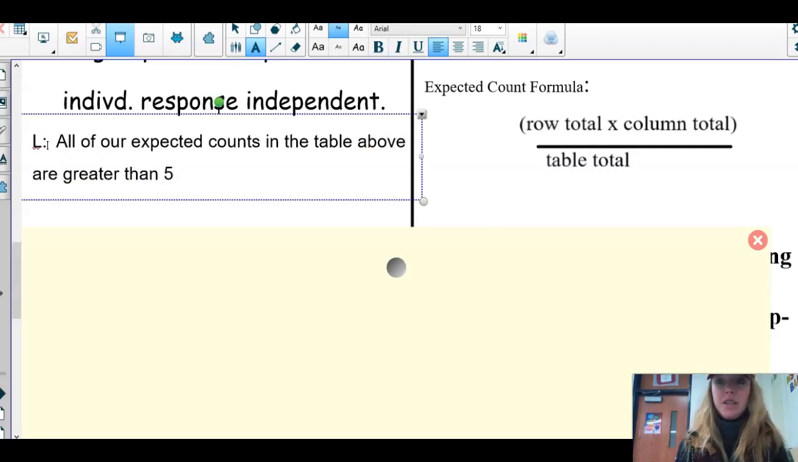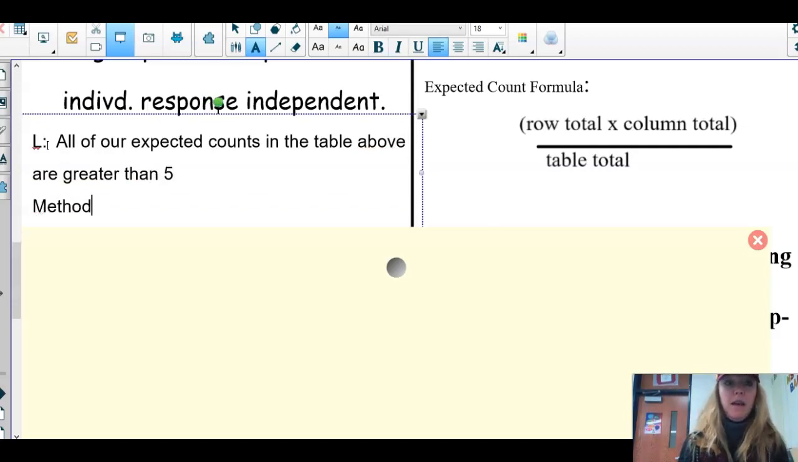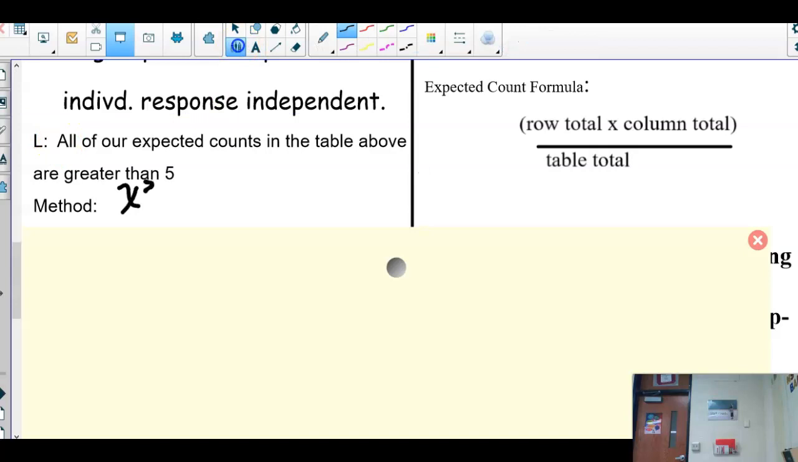And so we have our conditions, now we're ready for our method. And our method then, and you can simplify that, your method is that chi-square test for homogeneity.